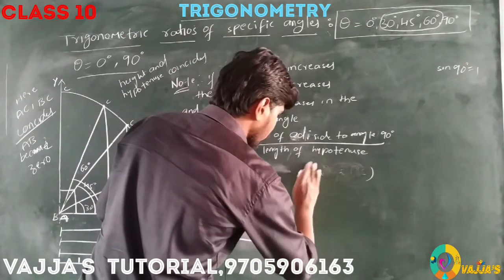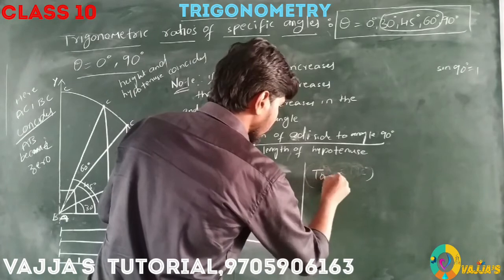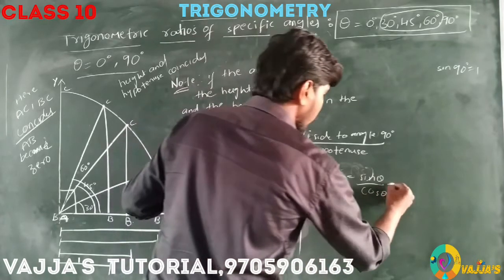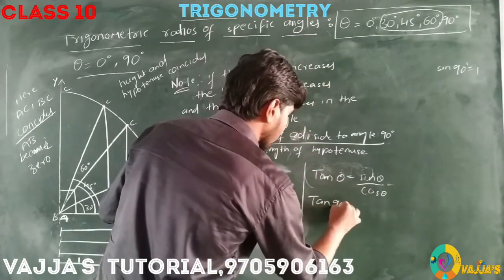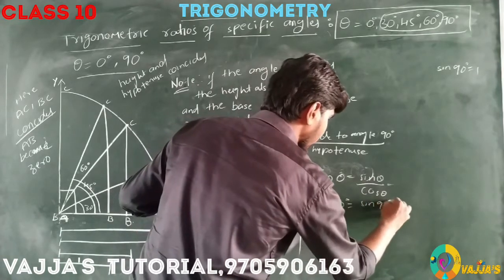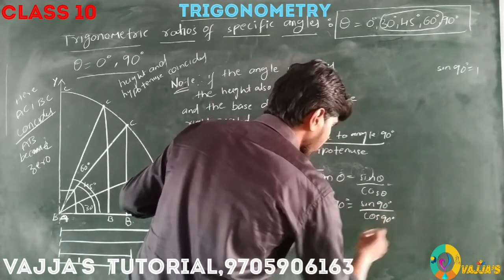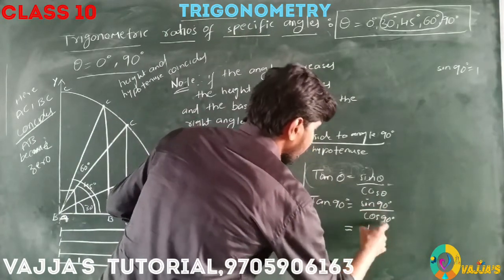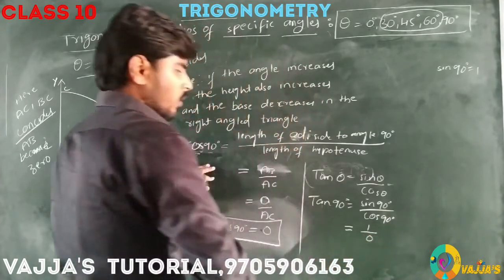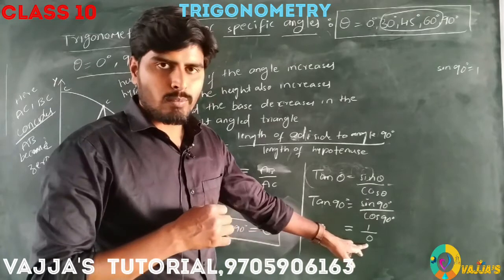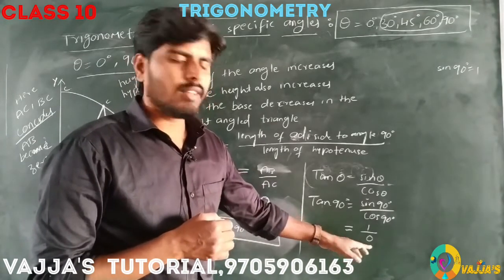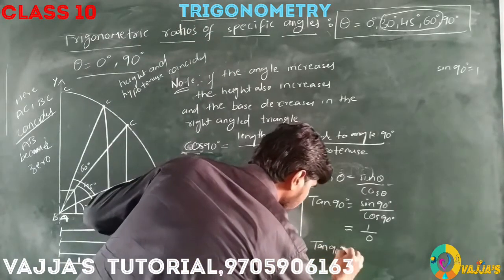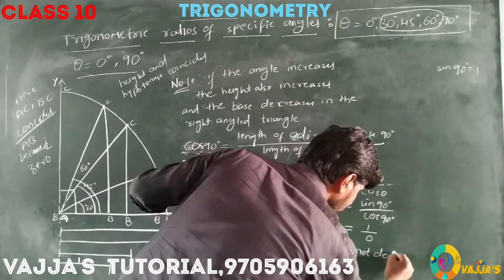Now look at tan 90. We have one formula. What is that? Tan theta equals sin theta by cos theta. By this formula, tan 90 degrees equals sin 90 by cos 90. That is sin 90 value 1 by cos 90 value 0. So here the denominator is 0. That means we cannot define the value here. That is, tan 90 value is not defined.